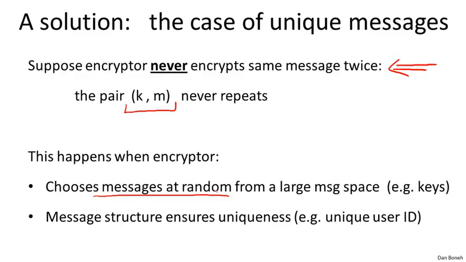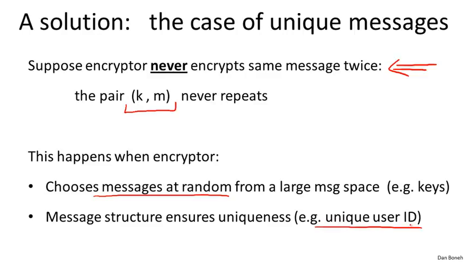The other reason why messages would never repeat is simply because of some structure in the message space. For example, if all we're encrypting are unique user IDs, so imagine in the database example, the index corresponds to a unique user ID, and if there's exactly one record in the database for each user, that says that every encrypted record basically contains an encrypted index where the index is distinct for all records in the database. Okay, so these are two reasons why messages might never repeat, and this is a fairly reasonable thing that actually does happen quite often in practice.